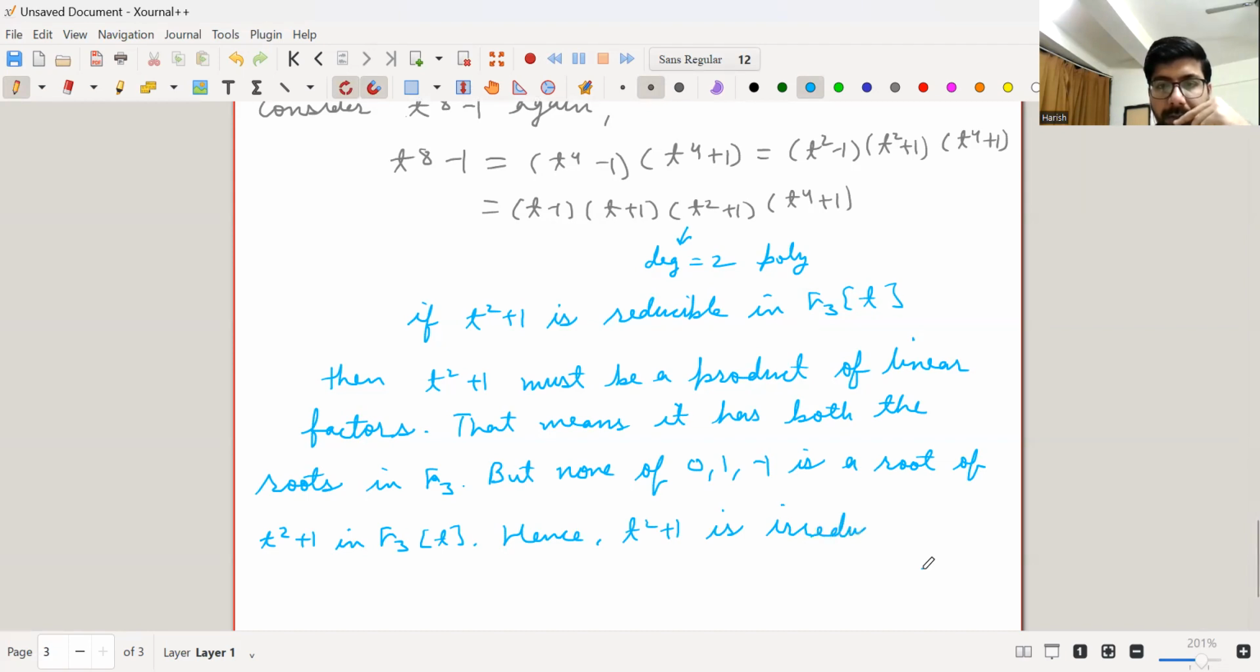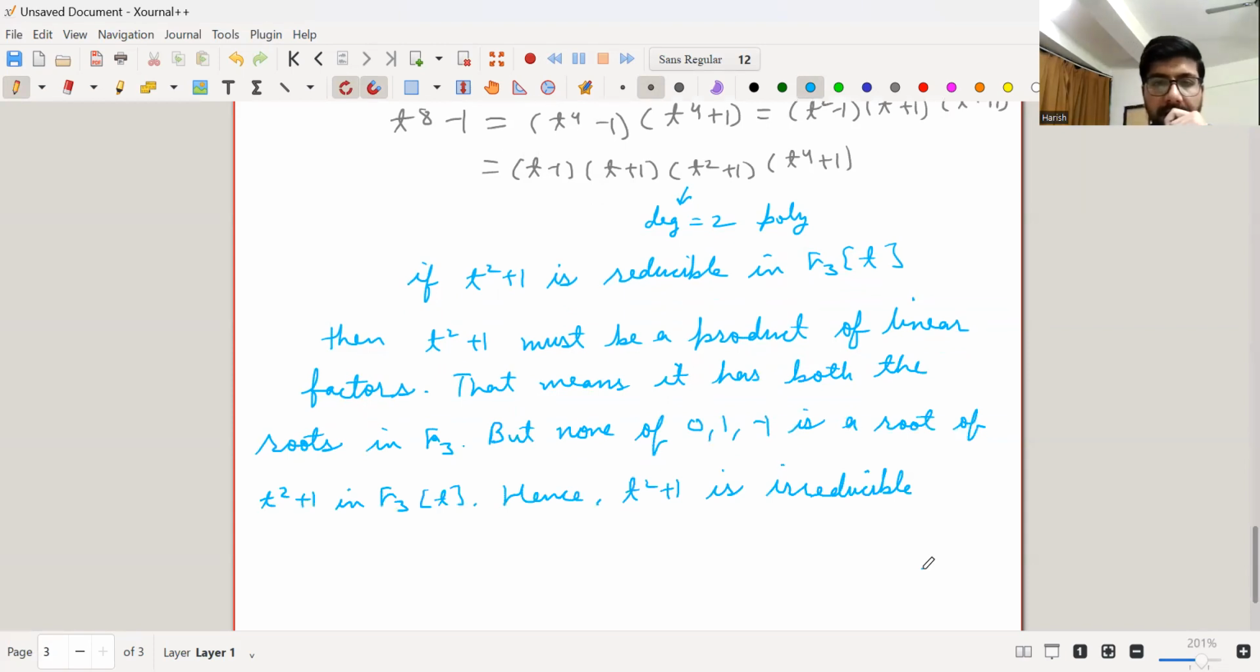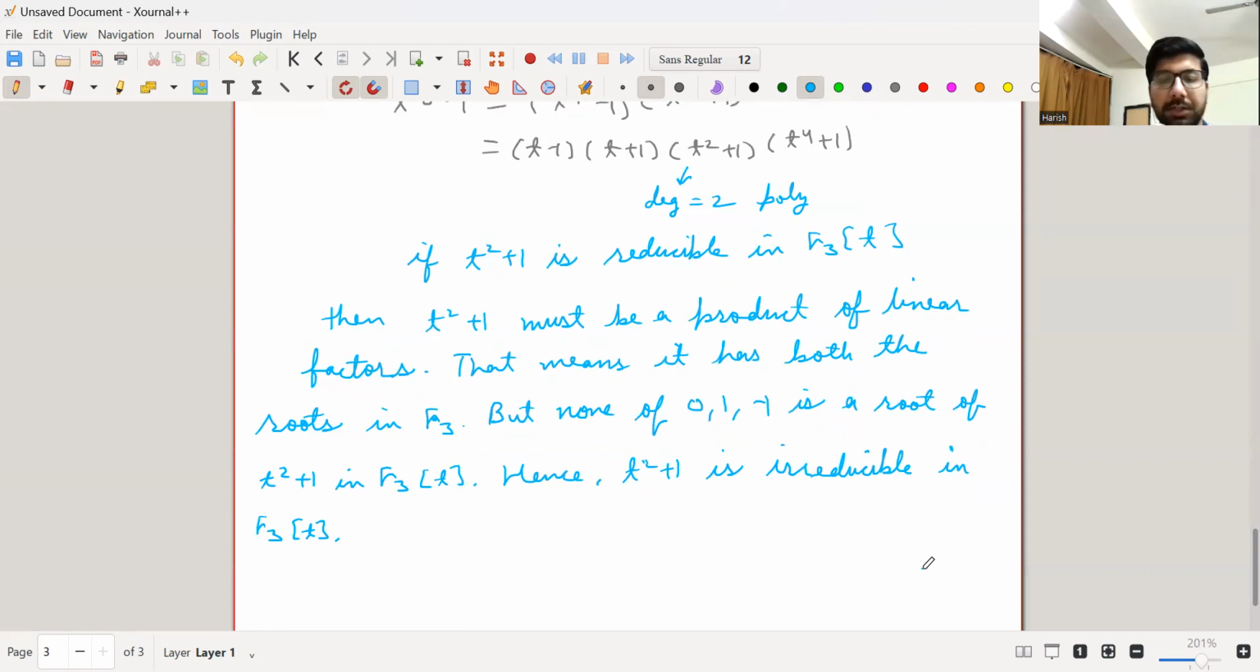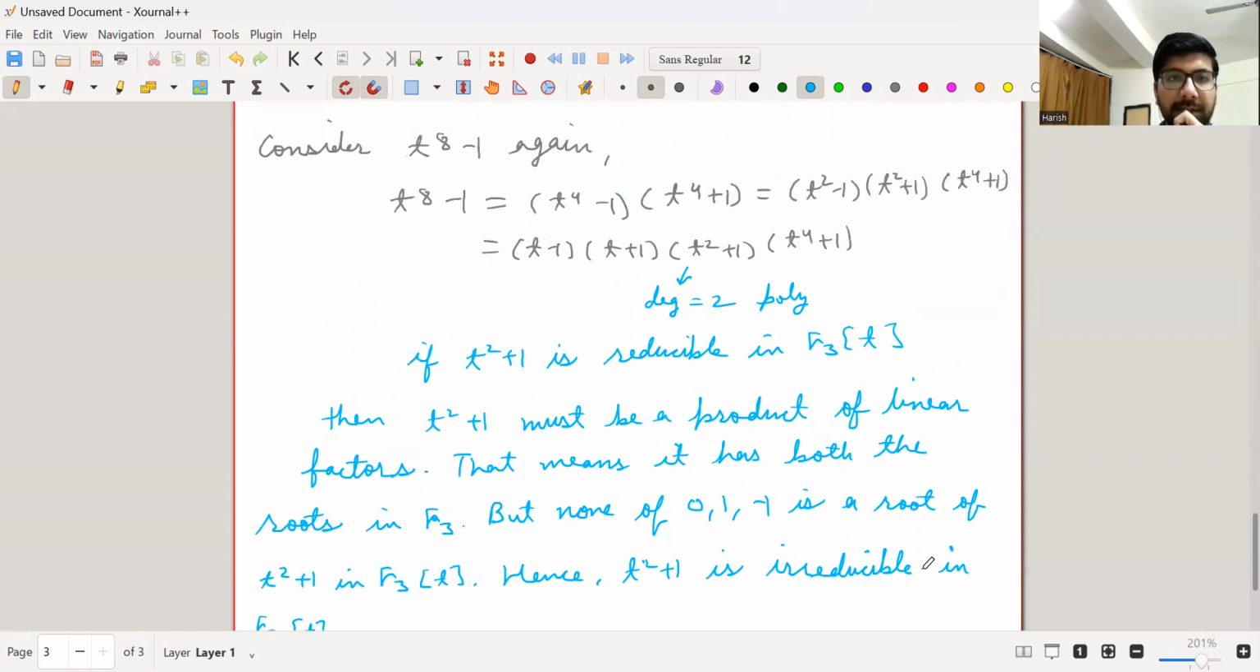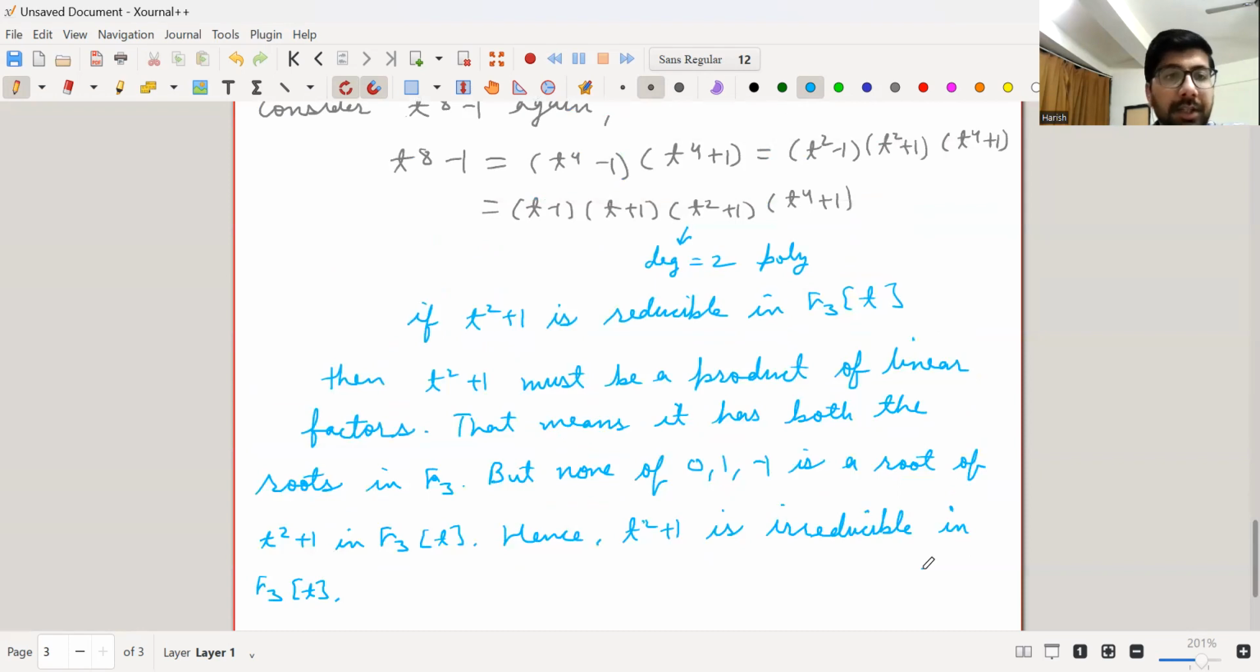So for a degree 2 polynomial, it is very easy to check whether it's reducible or not. You just put the values of the field. If it satisfies the polynomial, then it is reducible, otherwise it's not. So that means we cannot linearly factorize this polynomial t^8 minus 1 in F3[t], but we have to linearly factorize it in some extension of it.